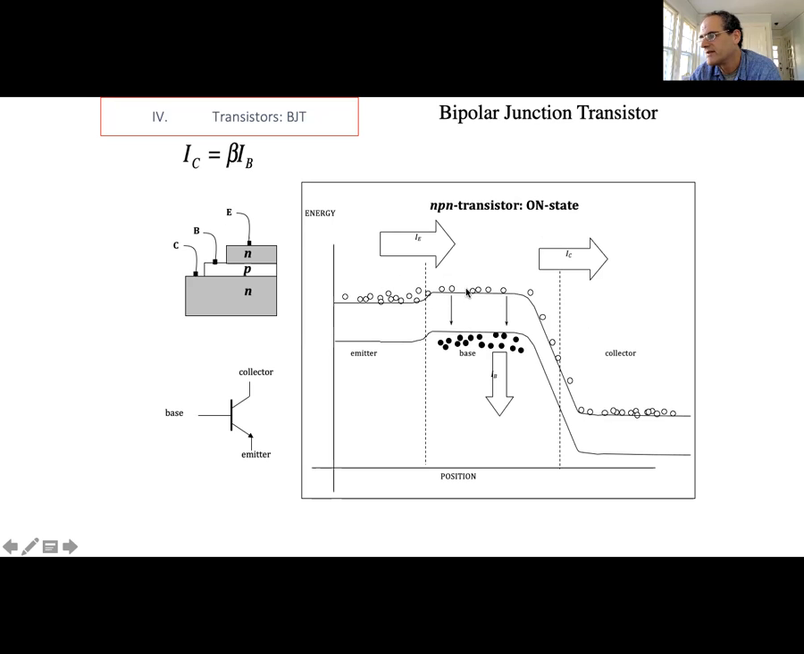And when they do so, some of them will recombine in the base, but most of them will continue and be pulled across the junction to the collector, because in doing so, they can lower their energy so much. And in that way, a small current at the base is accompanied by a much larger current to the collector. And so a bipolar junction transistor works. We can switch on and off a large current between the emitter and the collector by applying a small voltage at the base. Very good. Well, let's stop here.